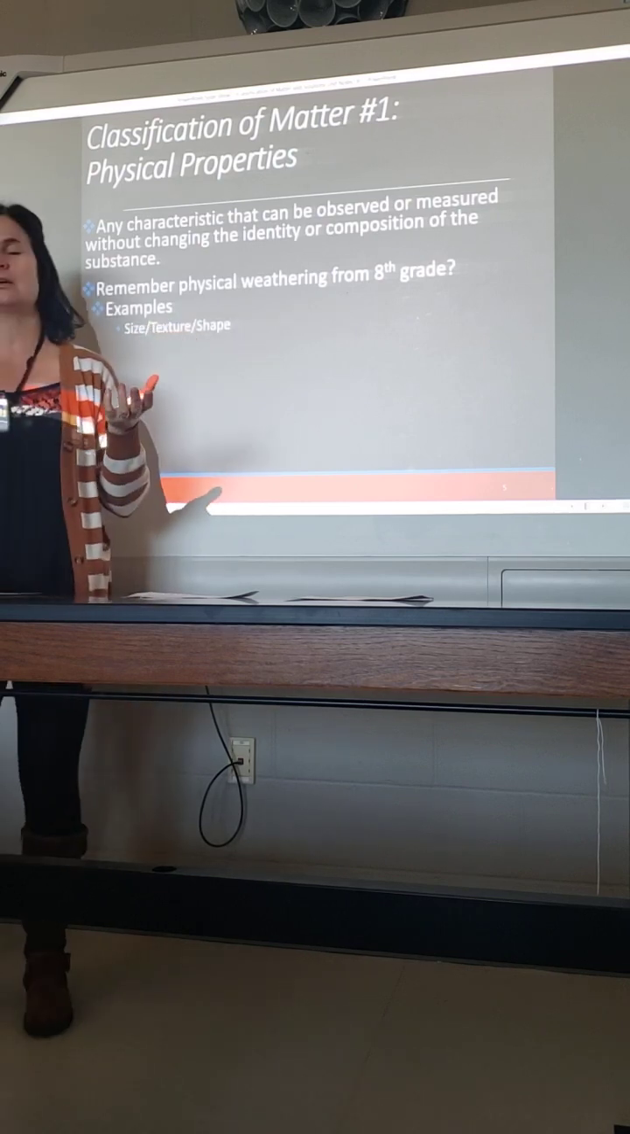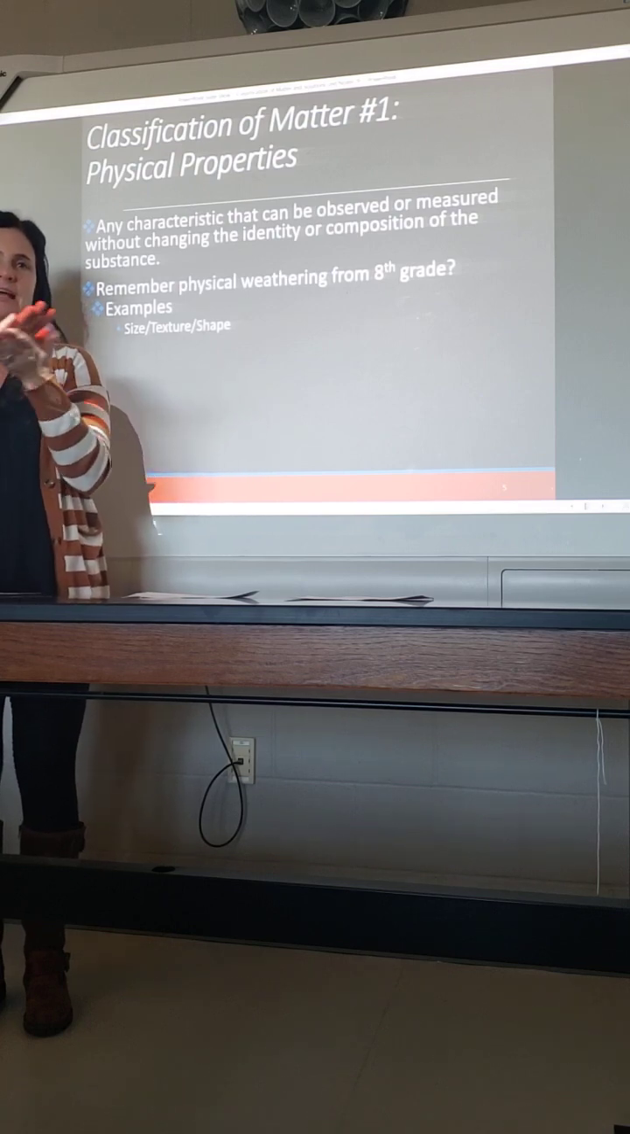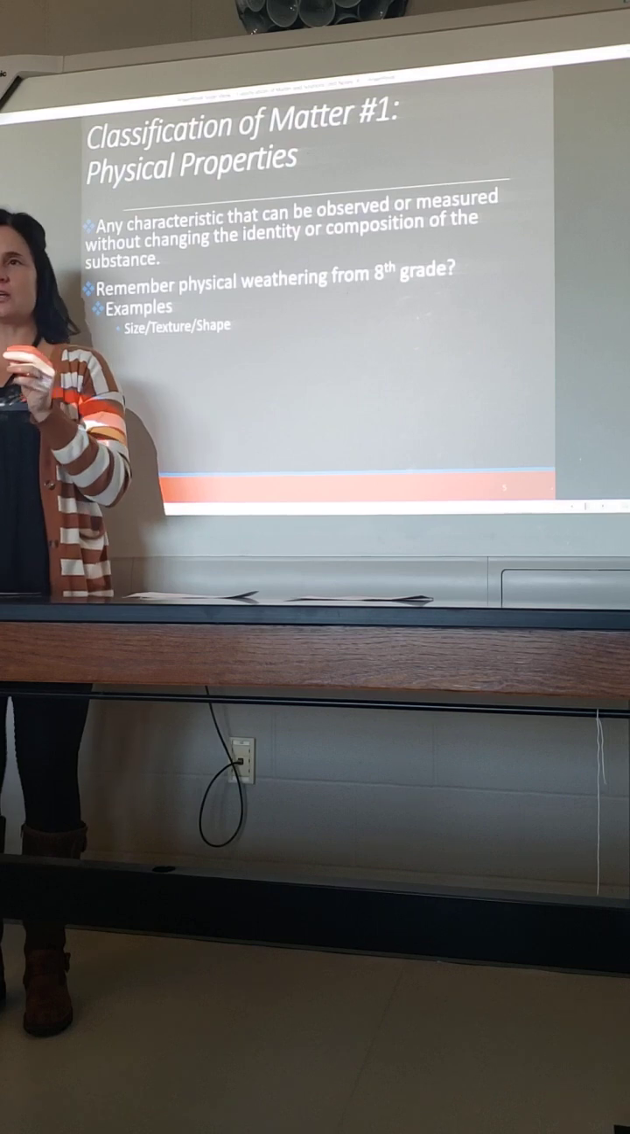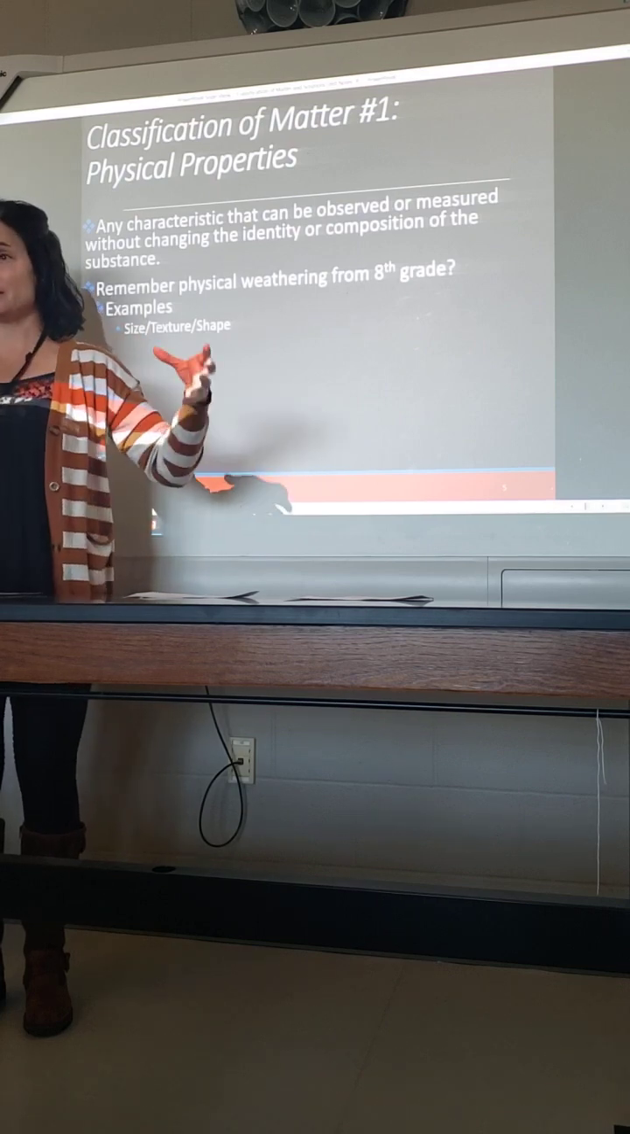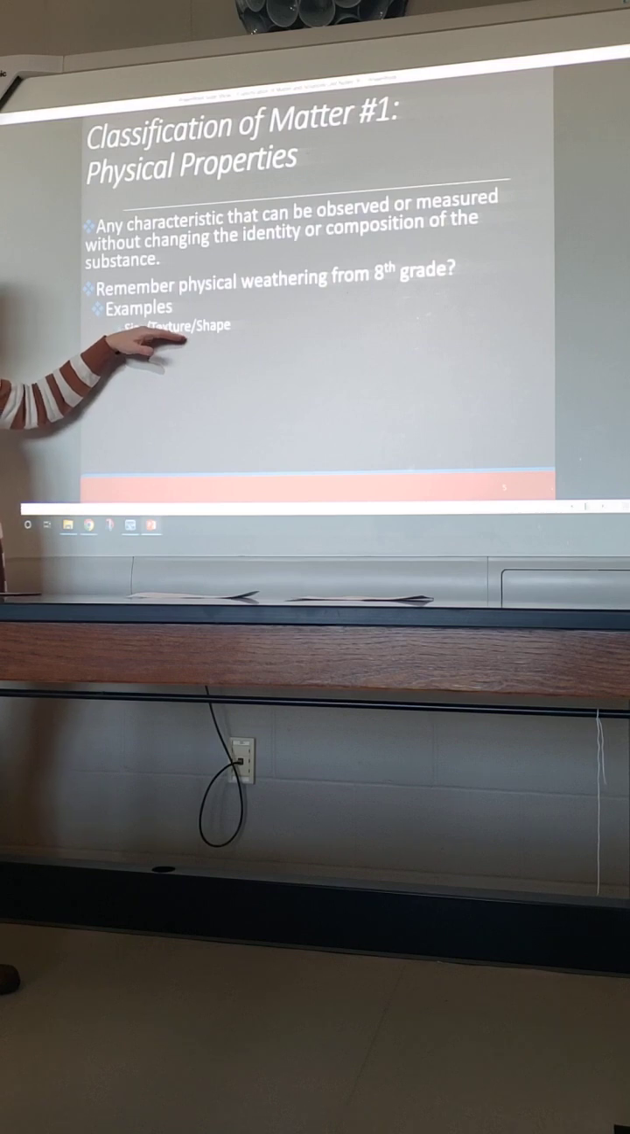So even like, let's say I have a board and I take a piece of sandpaper and I sand down the rough edges. Well, the little sawdust that forms is still chemically the same as the big piece of board, right? So I'm just changing that texture, going from rough to smooth.